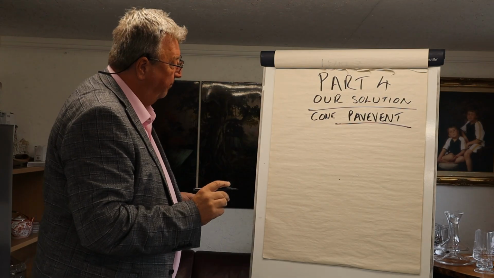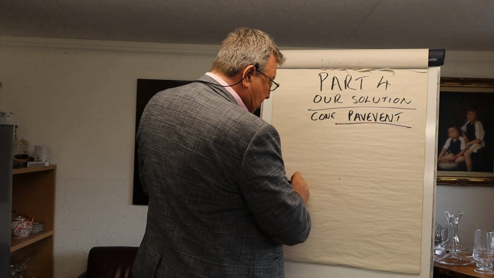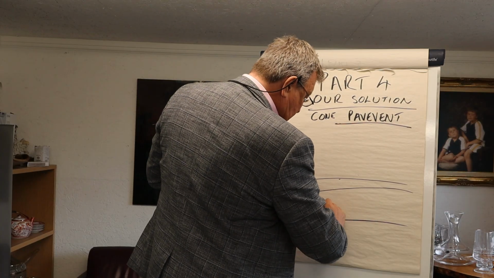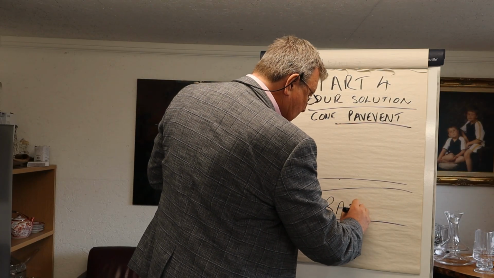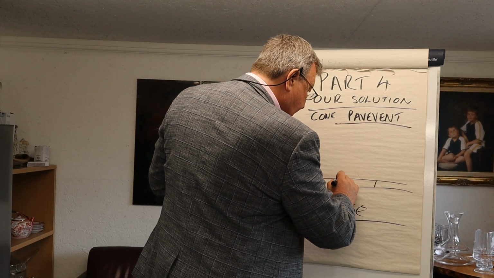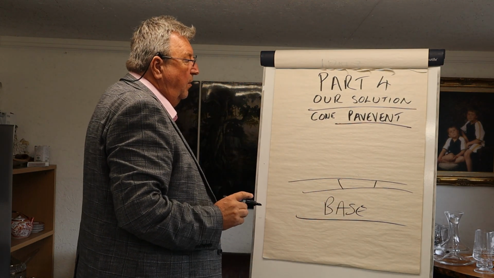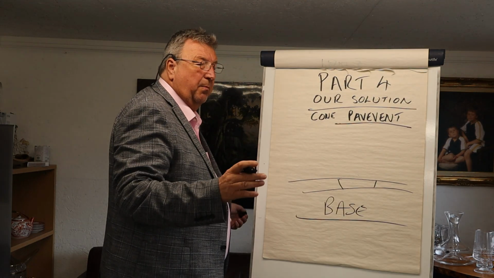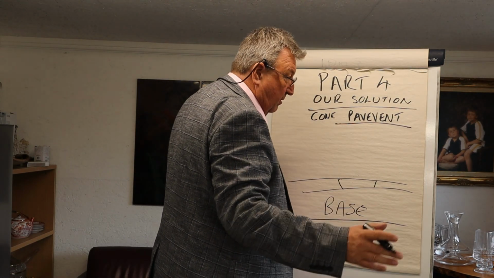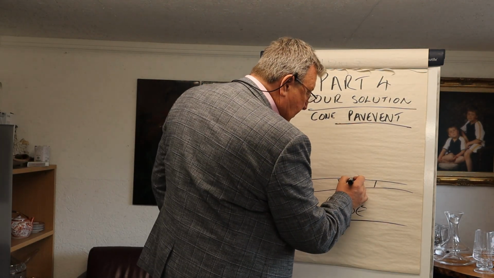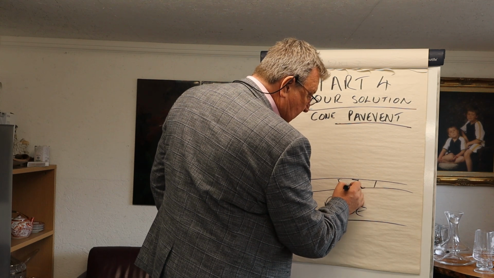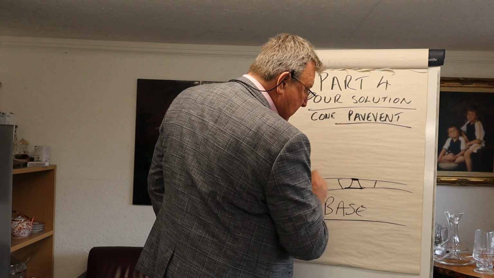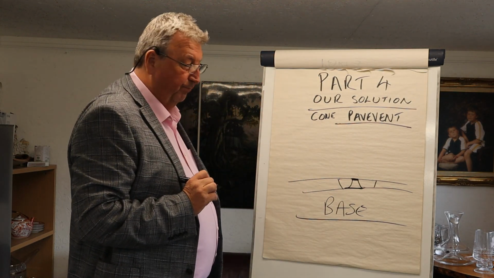Okay, so if we've got our road and the base like we've shown before, and we've got our pothole, then what the contractor would do, using the same methods he uses already, apart from he places our PaveVent cone in the centre of the pothole, with the top slightly below the surface.